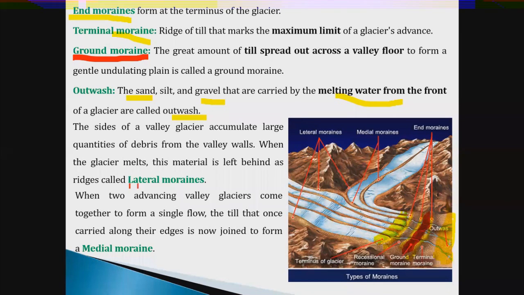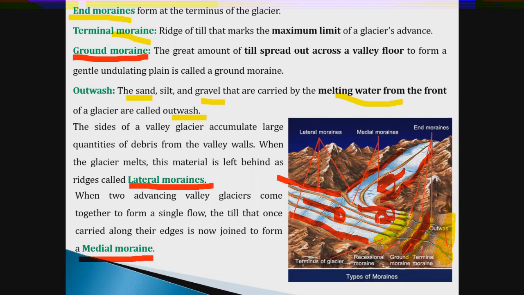Now the lateral moraine: the debris of glaciers deposited along the sides of the valley is called the lateral moraine. And now, what is the medial moraine? When two glaciers meet to have a single combined flow, the ridge of till that is formed between them is called a medial moraine, or the center moraine.